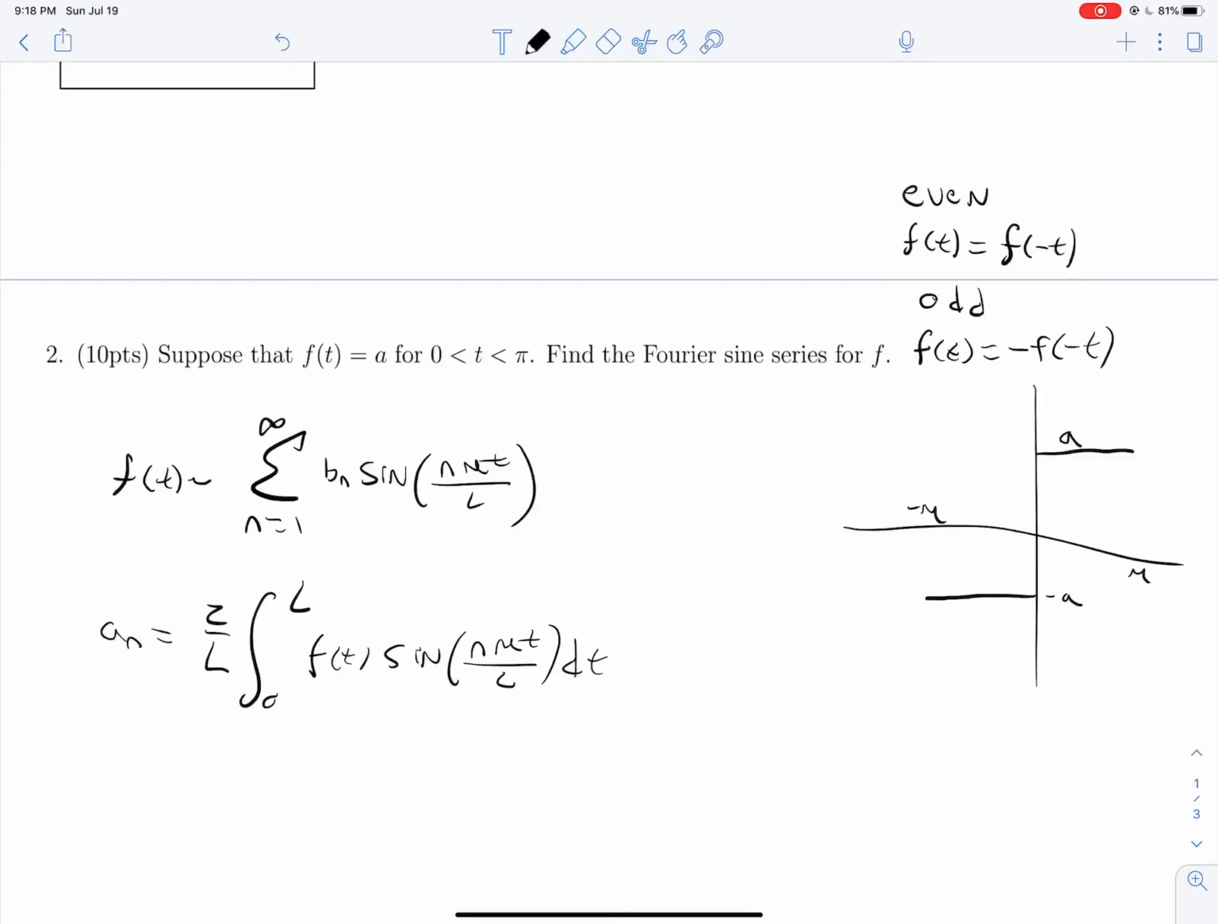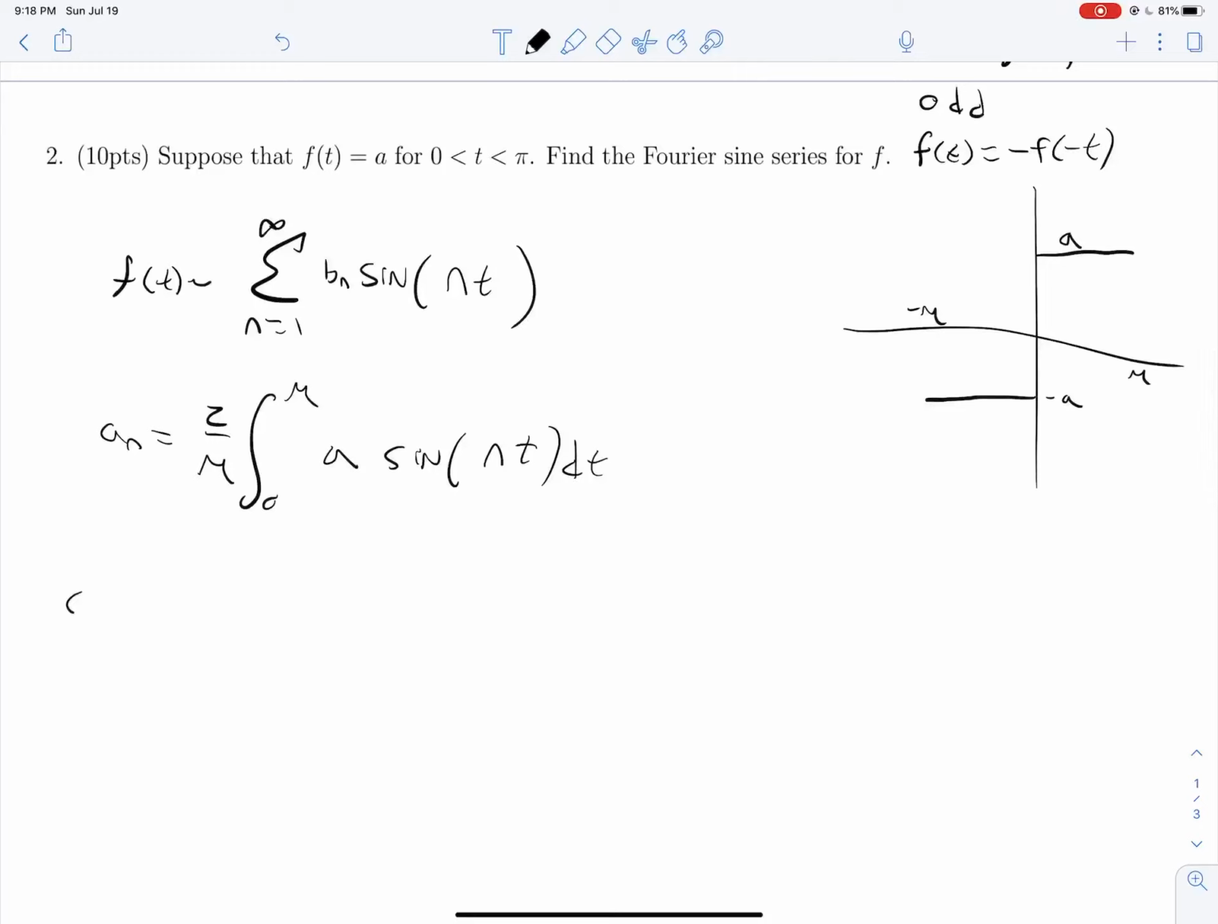And since we extended our function so it could be represented as a sine series by adding another pi's worth of period to it, the period of this function is 2 pi, so the half period will just be pi. So I'll replace all of those L's with pi's. That will cancel things out here pretty nicely. We'll just be left with nt inside of here. And this f of t, like usual, is just what our function evaluates to on the interval that we're integrating over. So that's just a.